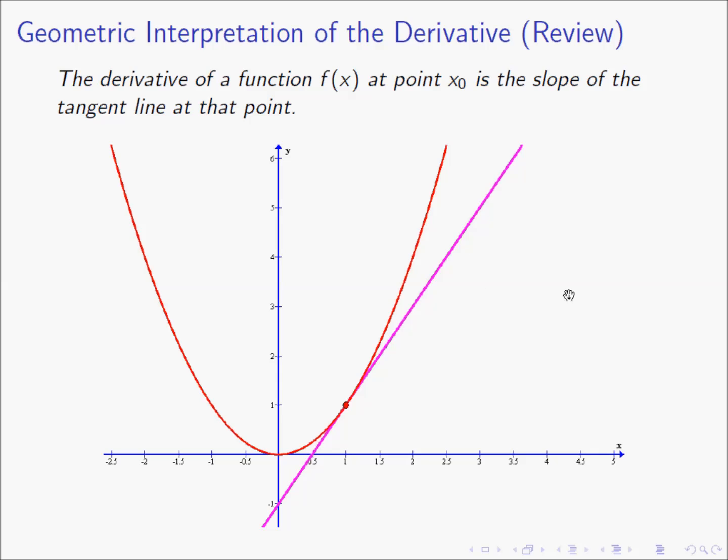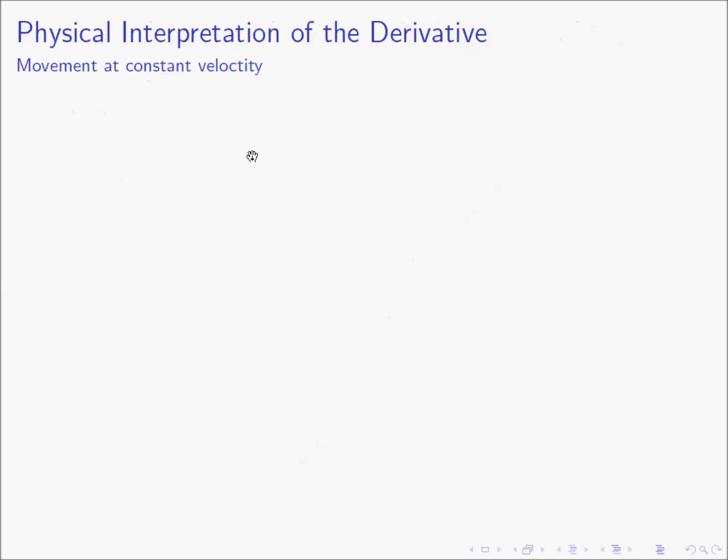And this is only a geometric concept, and what I want to do today is to give this concept a physical meaning. We're going to give a physical interpretation to this geometric concept. And to do that, we're going to begin with a very simple model that is used in physics. That is movement at a constant velocity.